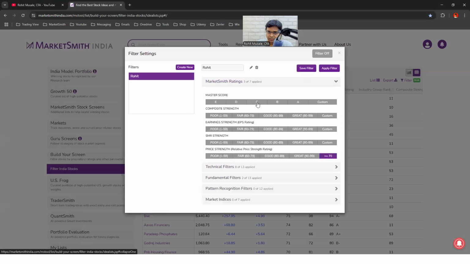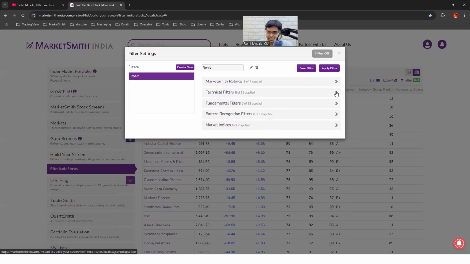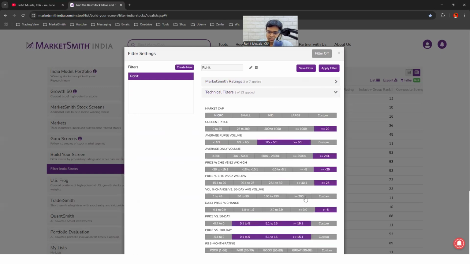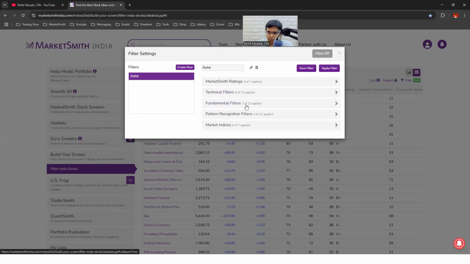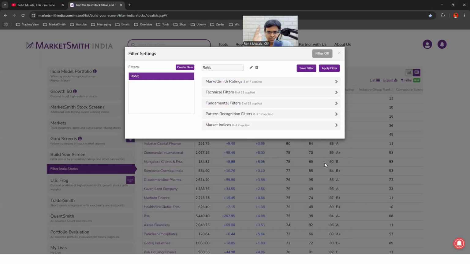Okay. So there are 3 Market Smith rating filters. Then there are 8 technical filters. These are a combination of liquidity and technical filters. Then there are 2 fundamental filters, sales and EPS growth. Okay, so this is a classic positional trading filter.